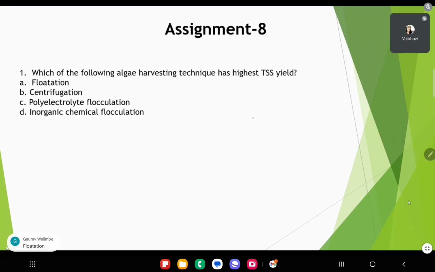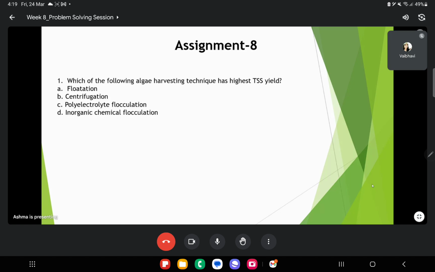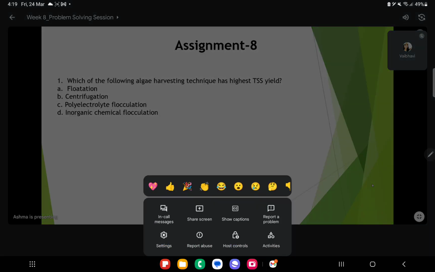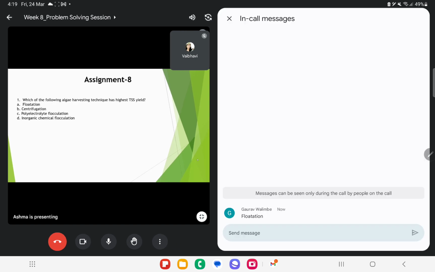So we will see what is the solution for this question. So I got one answer by Gaurav. It is flotation. No, the answer is wrong. Flotation is not the correct answer. So I'll give you one more minute. So just take your time, think, and write the answer in the chat box so that I can see.